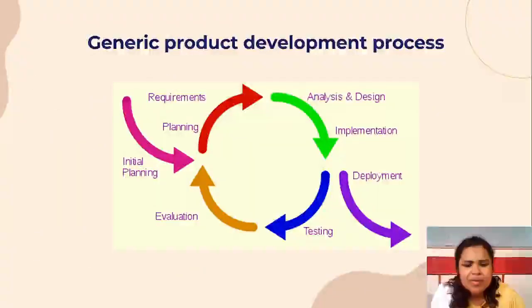So this is the best example of the generic project development process. It begins with initial planning, then you have requirements at the planning phase, then it moves to analysis and design and the actual implementation, after which on one side it goes to the deployment stage and on the other, testing is performed. Then it goes to evaluation, and in case there is any issue, again planning and requirements are modified, and this repeats until the product is suitable for the market.